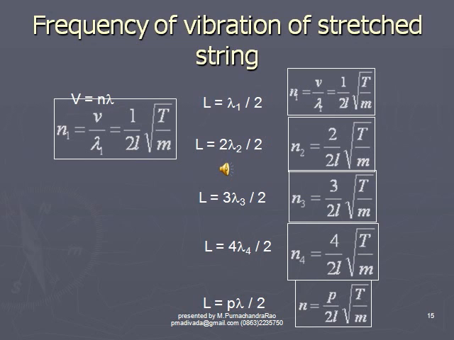Like this, we will get the frequency in each mode. When the string is vibrated in 4 segments, the frequency N4 = 4 by 2L into square root of T by M. So in general, if the string is vibrated in P loops, the relation for frequency is given by P by 2L into square root of T by M. Like this, we can calculate the frequency of vibration of a stretched string. So the frequency of vibration depends on the mode of vibration. It changes with the mode of vibration.